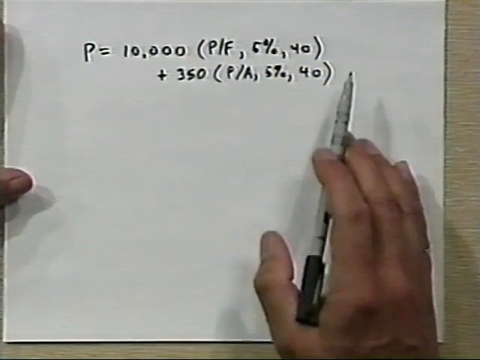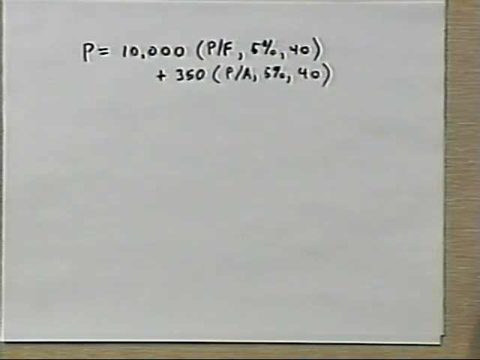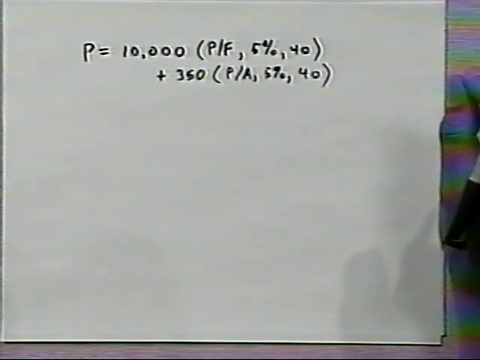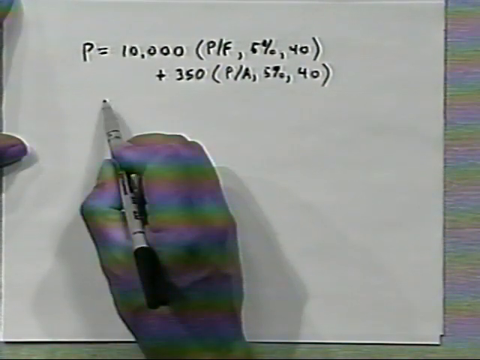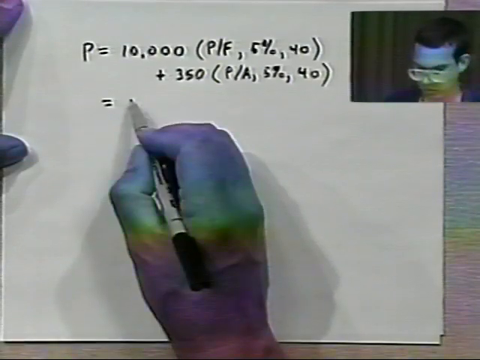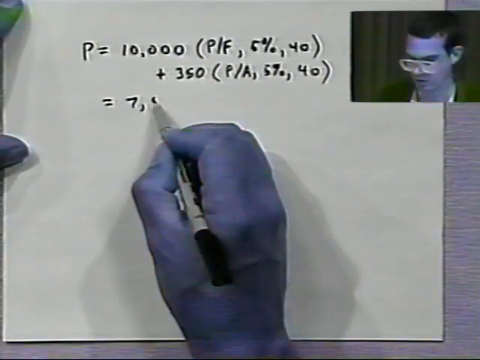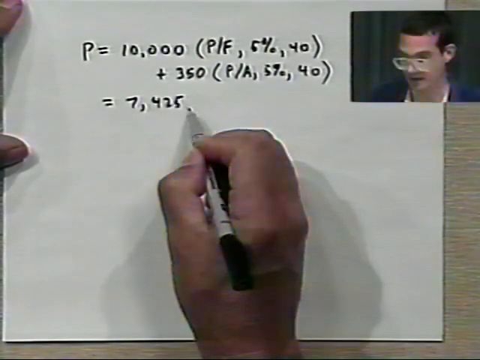Now, note in this expression, there's no 7% anywhere. Because that 7% is not interest. The 10% is the interest rate we're looking for. All that 7% is simply the expression of an annuity. And if we work through this calculation, we get $7,425.80.